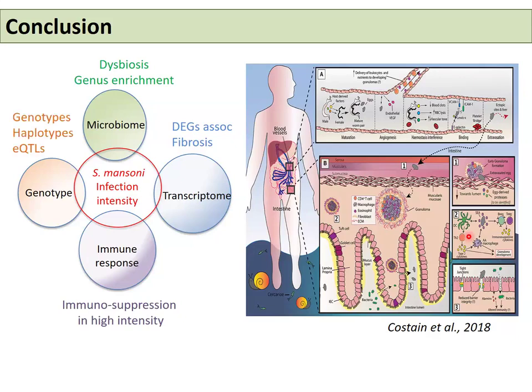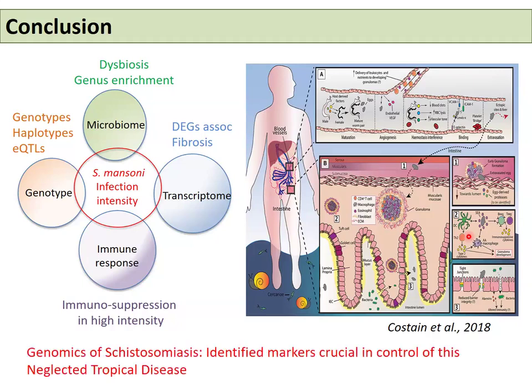And when it comes to genetic susceptibility, we have identified genotypes and haplotypes and also expression quantitative loci, which are associated with Schistosomiasis 1 burden. So in conclusion, looking at the genomics of schistosomiasis, we have identified genetic markers, we have identified biomarkers which are crucial probably in the control of this neglected tropical disease.